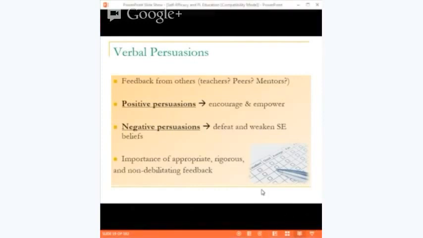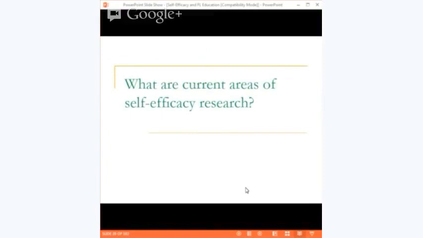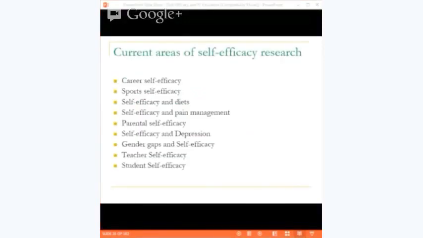All right, so what are the current areas of self-efficacy research? I'm talking about self-efficacy in its general form right now. We're going to see that self-efficacy research exists in a lot of different areas. It exists in career. They do research on career self-efficacy, sports self-efficacy. I know someone who has written a book about golf and self-efficacy. Self-efficacy in diet, self-efficacy in pain management, parental self-efficacy, depression, gender gaps in self-efficacy, and then moving into the academic context, we see teacher and student self-efficacy. So this is not something grounded only within the academic context. It's actually quite widely researched and explored in a variety of different contexts.